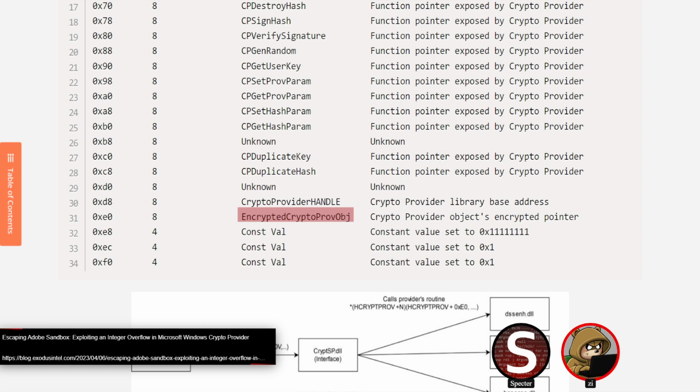And that's used with objects. You're calling a method on an object, so you need the pointer to that object that you're calling the method on also. So basically, it works very similar to other calling conventions, but the first argument is the pointer to the object. So in this case, the first argument is going to be the encrypted crypto provider object.